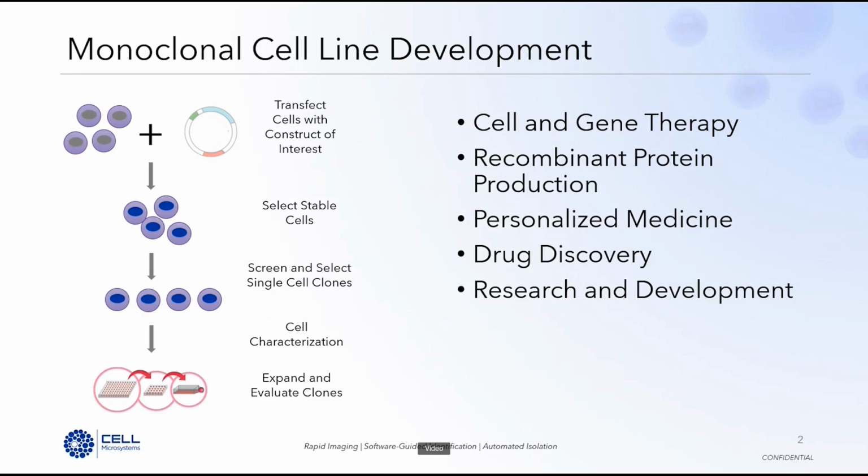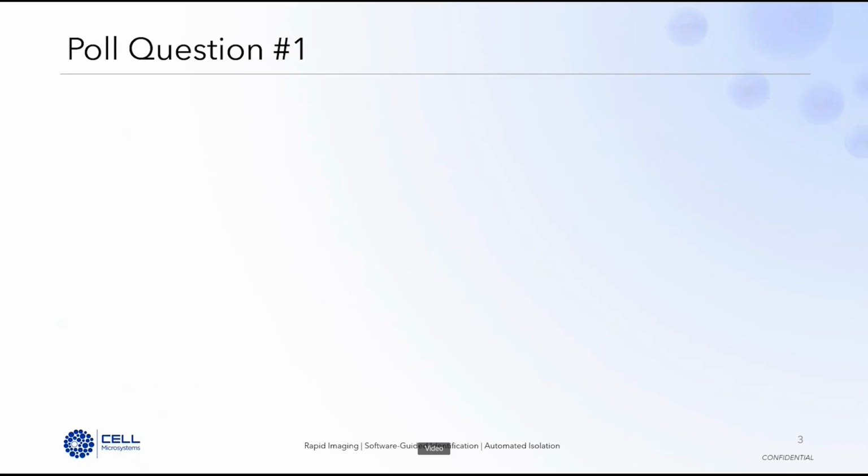If you're lucky enough to get some single cell clones out of this workflow, what follows is extensive rounds of cell characterization, clonal expansion, and evaluation. Typically this process can take from weeks to months if it's not particularly efficient. But the most important step in this entire workflow is this step right here, where you have to screen and select your single cell clones. And this is really where all of your troubles begin if these workflows are a challenge for you.